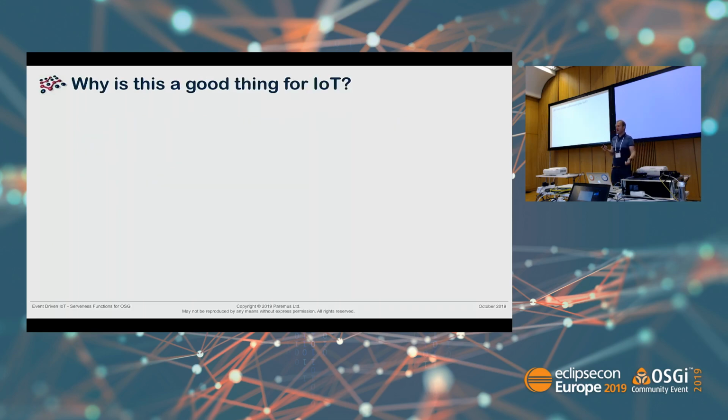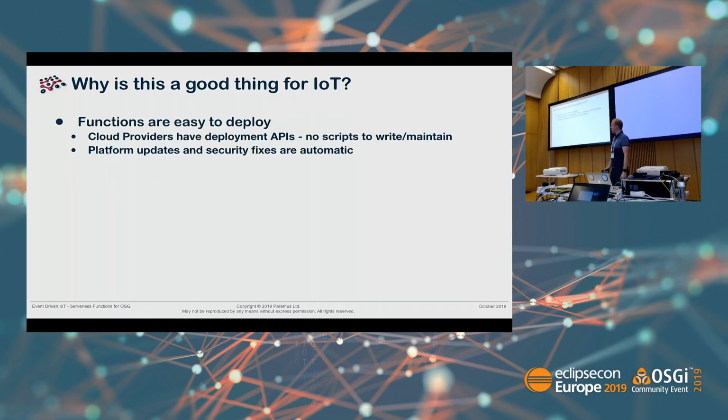So why is this good for IoT? Well, firstly, it's easy to deploy stuff, and it's easy to keep the platform up to date because that's somebody else's job. With IoT, you're going to have huge numbers of these things, so making it easy to push them out is a good thing.